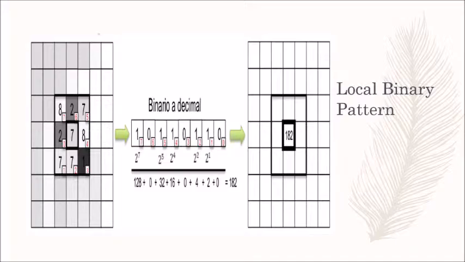The results of comparisons are stored in an 8-bit binary array. If the current pixel value is greater than or equal to the neighboring pixel value, the corresponding bit in the binary array is set to 1. Else, if the current pixel value is less than the neighboring pixel value, the corresponding bit in the binary array is set to 0.